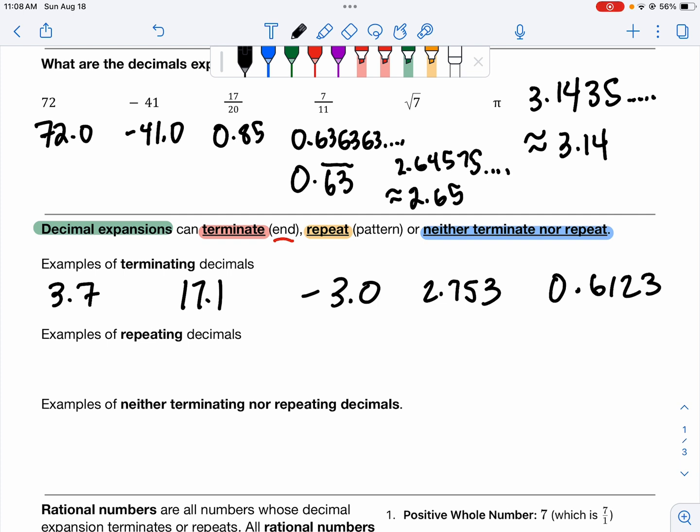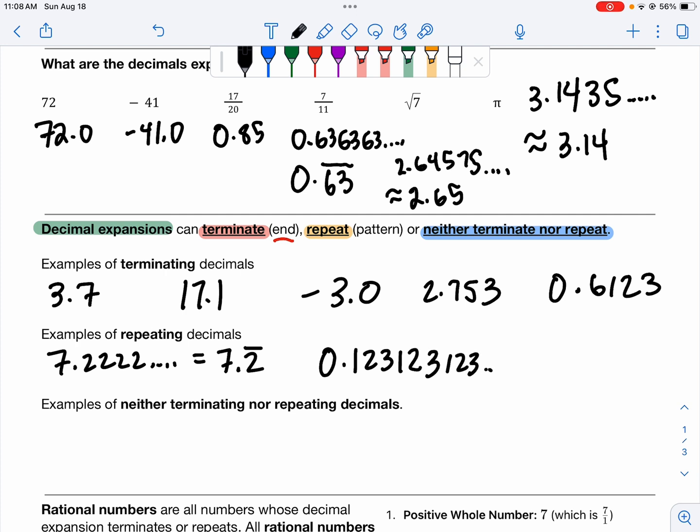A repeating decimal would be like 7.2222. You might see those little dots after it. Well, this equals 7.2 repeating. Or you might see something like this: 0.123, 123, 123, and so on. We can abbreviate that, or rewrite that as 0.123 with a line over all 3 digits. You talked about that as 7th graders, repeating versus terminating decimals.